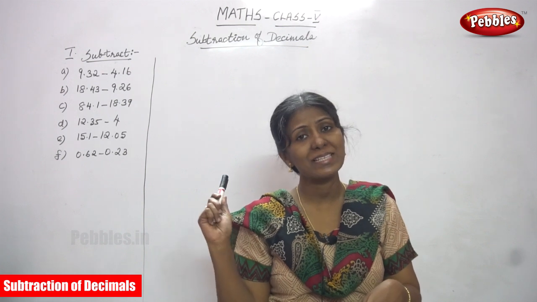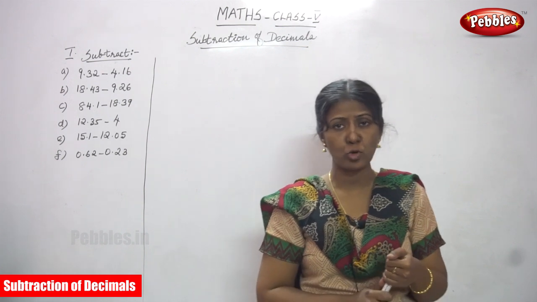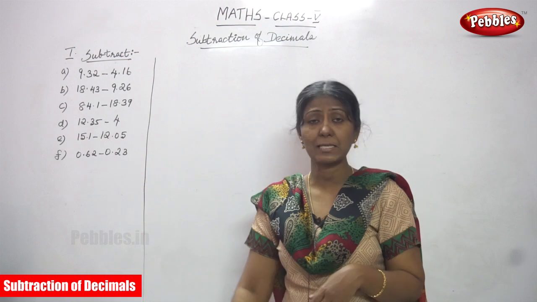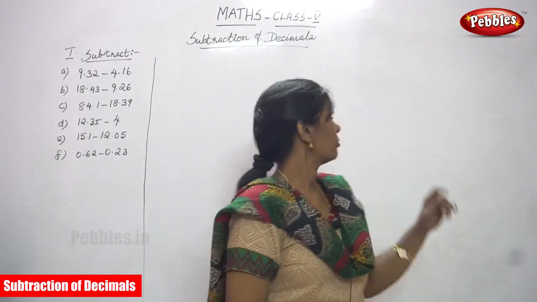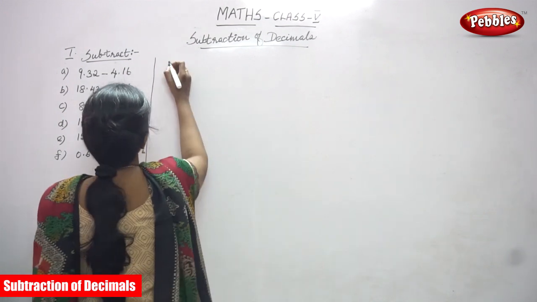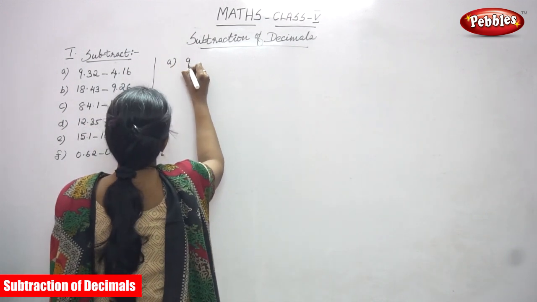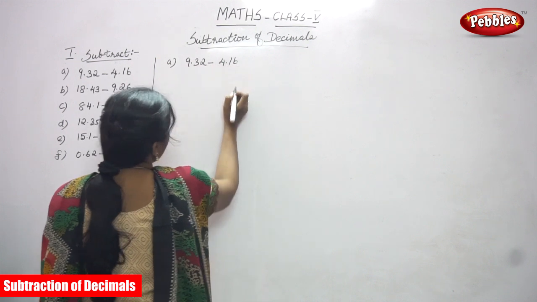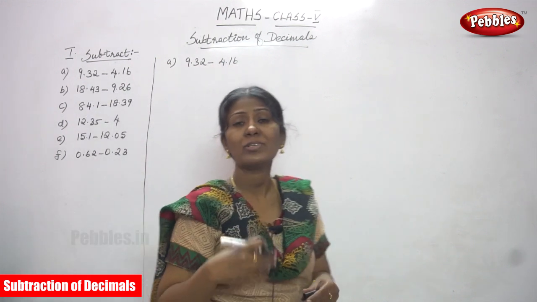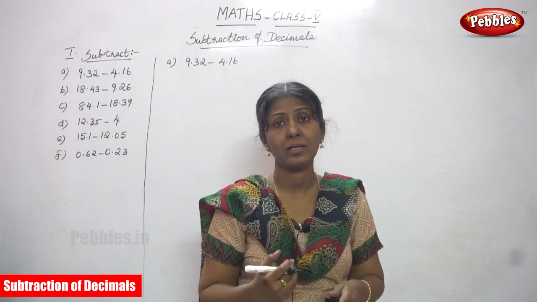Now we are going to see subtraction of decimals. The first question is to subtract. So we have to do some sums. The first question is A, that is 9.32 minus 4.16. It's almost the similar pattern of what?